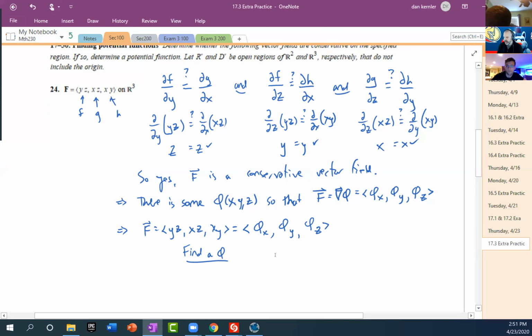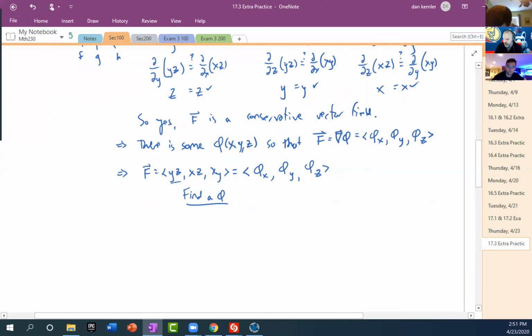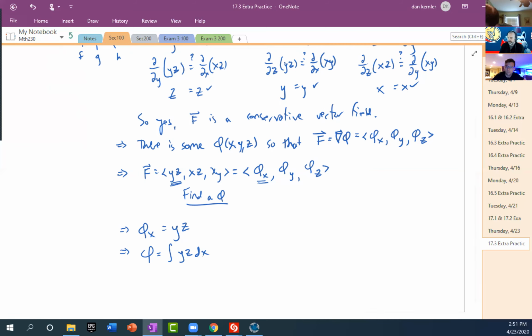All right, here's how we do this. Look at those fields. The x components must be equal. So that implies that the partial derivative of phi with respect to x must equal yz. Well, if that's the partial derivative of phi with respect to x, then phi must be the integral of yz dx. Now, in this context, y and z are just constants, and so all we get is xyz.